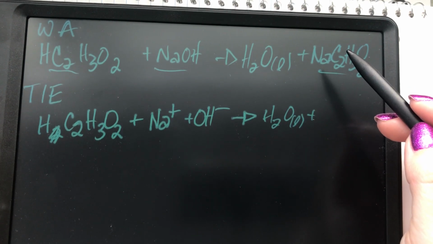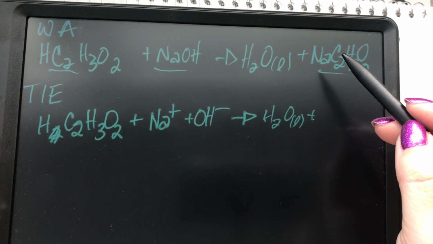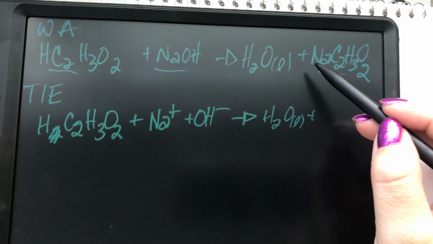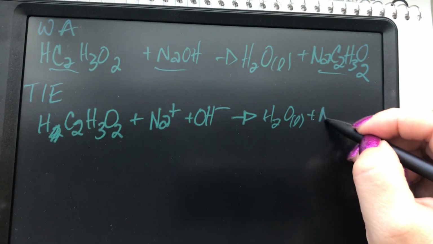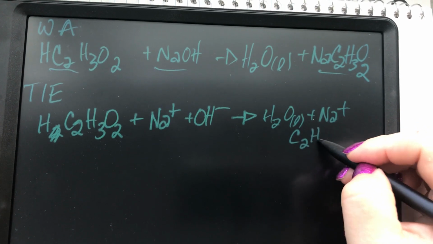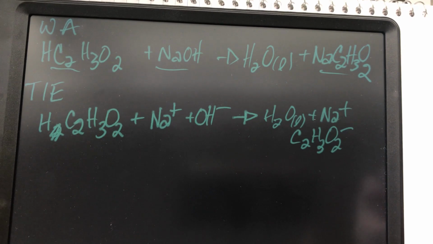Thinking solubility rules. It's grouped with Group 1 metal. Group 1 metal, exactly, right? So sodium is a group 1 metal, which means that this guy is soluble, which means that we'll end up with an Na plus and an acetate ion, right? So do we have any spectators in this reaction? Sodium. Does everybody see that?